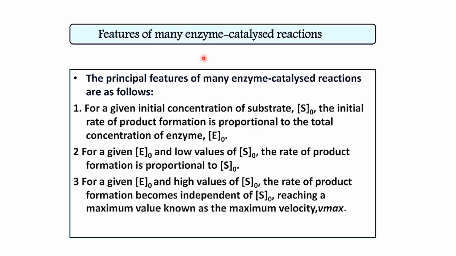Now let's talk a little bit about the features of enzyme catalyzed reactions. The principal features are as follows. For a given initial concentration of substrate, the initial rate of product formation will be proportional to the total concentration of enzyme. For a given enzyme and low values of substrate, the substrate will be the rate limiting factor and the rate of product formation is proportional to substrate. For a given enzyme concentration and high values of substrate, the rate of product formation will become independent of substrate concentration, and will reach a maximum value known as the maximum velocity or Vmax.